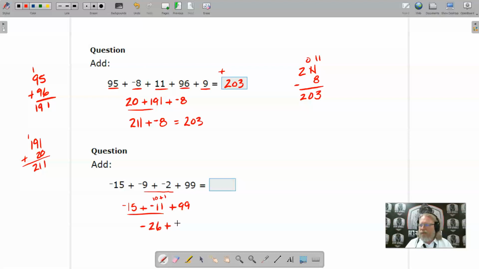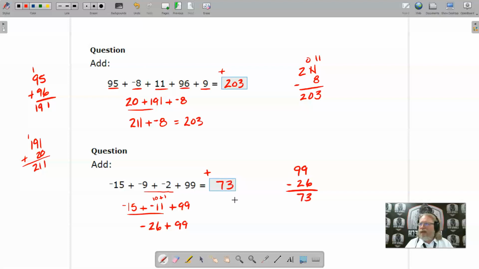And bring down the plus 99. Once again, we have a situation where one's negative, the other's positive, different signs, so absolute value concept. Absolute value of -26 is going to be less than the absolute value of 99, so the 99 wins out. The 99 is positive, so our answer is going to be positive. And then we subtract. So 99 minus the 26. 9 minus 6 is 3. 9 minus 2 is 7. So it's a positive 73.